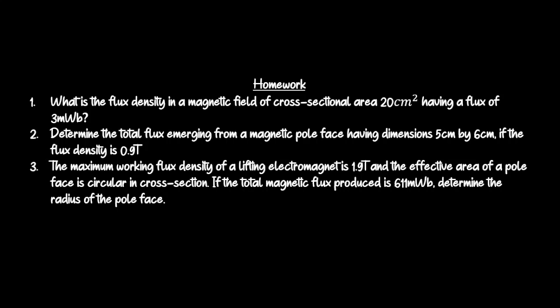And also the last one, the maximum working flux density of a lifting electromagnet is 1.9 Tesla, and the effective area of a pole face is circular in cross section. If the total magnetic flux produced is 611 milliweber, we have to determine the radius of the pole face. Okay, so this is the homework that you have on magnetic flux and magnetic flux density. Kindly attempt them and leave your answer in the comment section below.